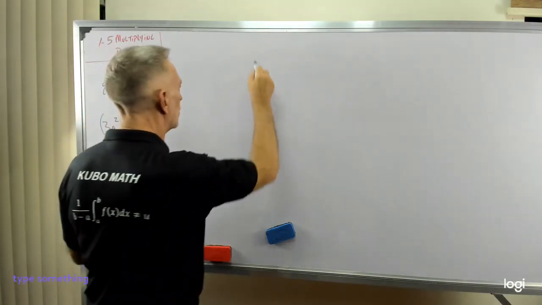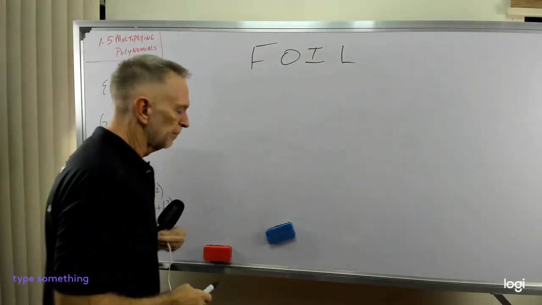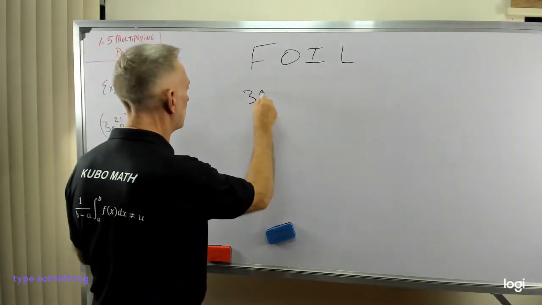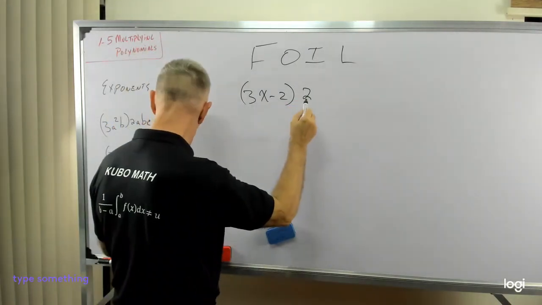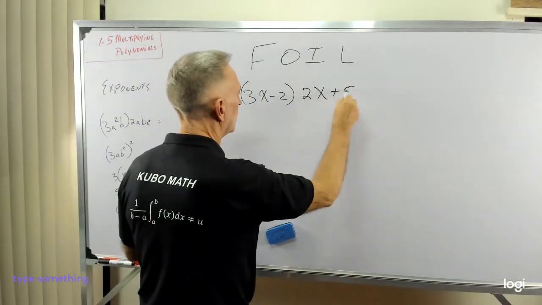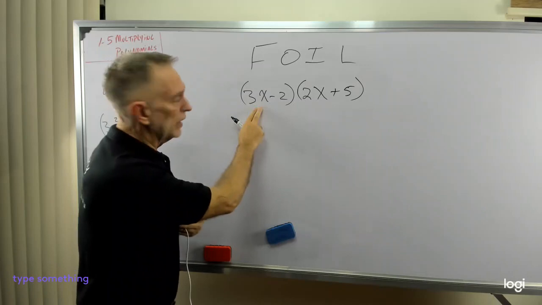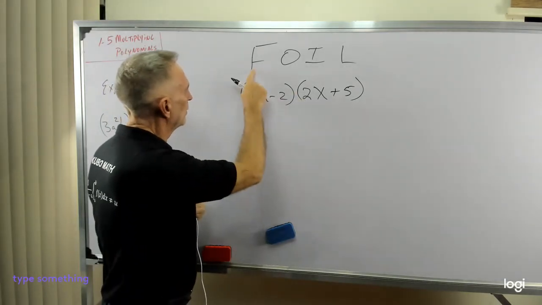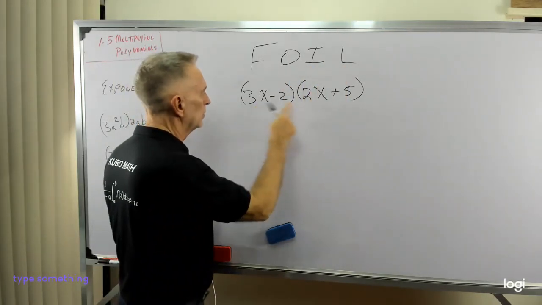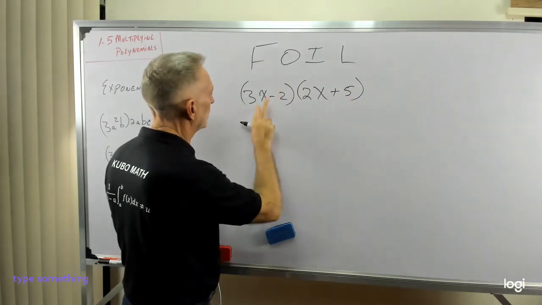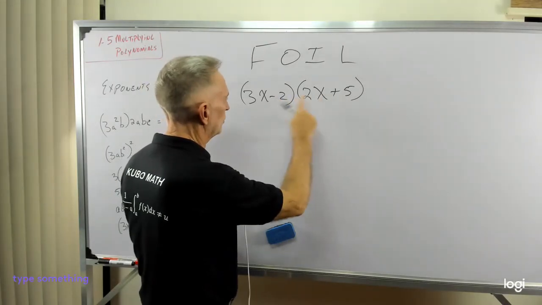Now then, let's talk about something called the FOIL method. So now I have two items I'm multiplying together, and you'll see this a lot, so you really need to understand this. If you look at these, there's a first term in each. Okay? First, outside, inside, and last. That would be these two terms.